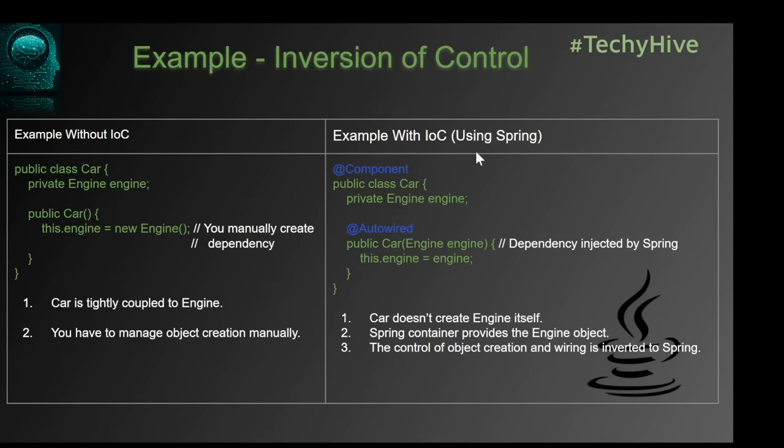On the other hand, using IOC, we just specify the dependencies and specify how the dependency is injected, and then the rest of the responsibilities are taken by the framework. So car does not create engine itself. You can see here, car is not creating the engine object. It is created by the framework. Spring container provides the engine object. The control of object creation and wiring is inverted to the Spring framework. So the framework takes care of the dependencies and injects those dependencies as specified.